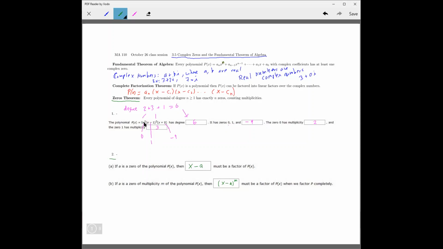And 0 is a zero of multiplicity 2 here. So here m is 2. And so x minus 0, which is just x, squared, is going to be a factor. Okay, so that's how that works.